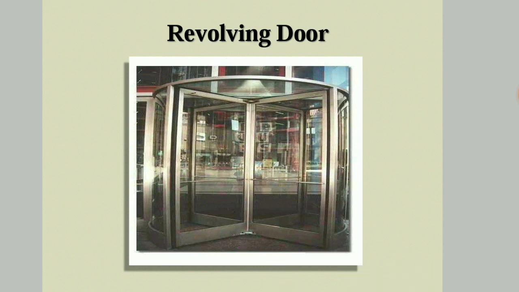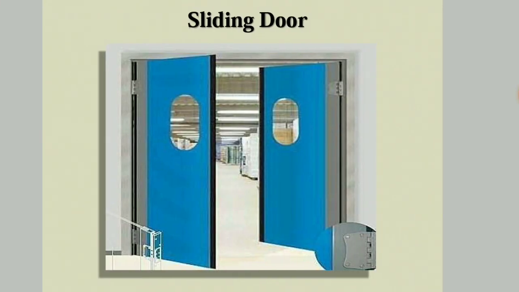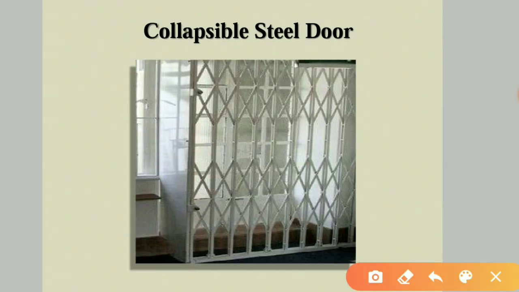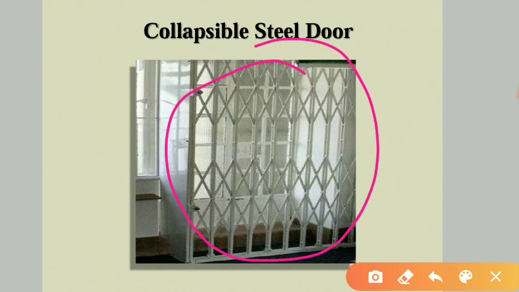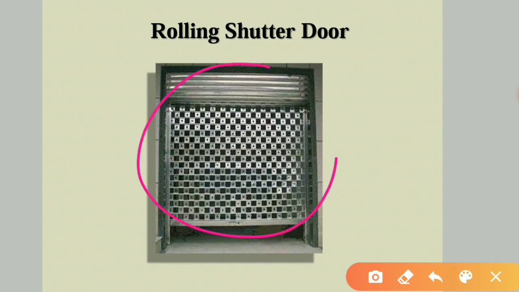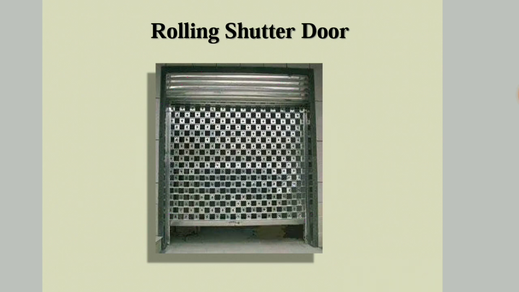Mostly we see this in parks. Next is sliding door, which slide one over the other. Sliding door. Next, collapsible door. Collapsible door means it is nothing but a grill door which can collapse to one side, which can be folded. That is collapsible door. Rolling shutter, which can be rolled to the top. Rolling shutter. Mostly for shopping malls we will be seeing rolling shutters.